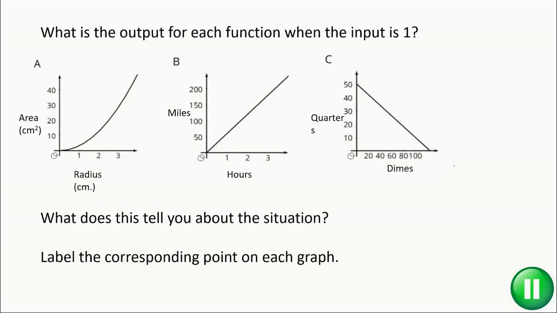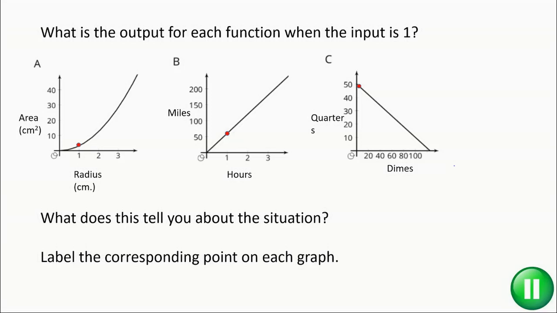Okay, now what does this tell you about the situation? Label the corresponding point on each graph. Oh, I'm sorry, we skipped the whole question at the top. What is the output for each function when the input is 1? And what does it tell you about the situation? And label the corresponding point on the graph. So let's go ahead and label the points. Now, what do you think that tells you? What is the input for each function when the output is 1?